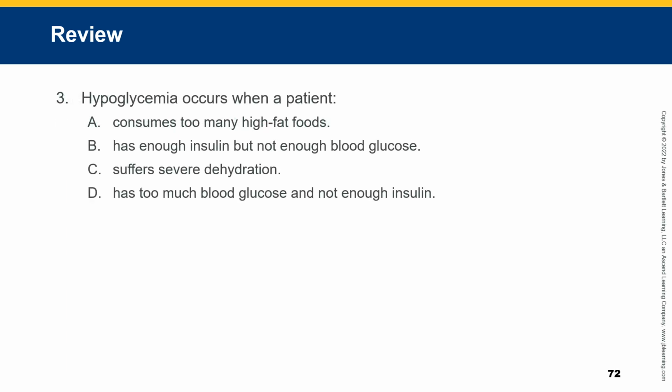And here's review question number 3. Hypoglycemia occurs when a patient A, consumes too many high-fat foods, B, has enough insulin but not enough blood glucose, C, suffers severe dehydration, or D, has too much blood glucose and not enough insulin. So in medical terminology, hypo means too little and hyper means too much. Knowing that, you should easily get the correct answer.